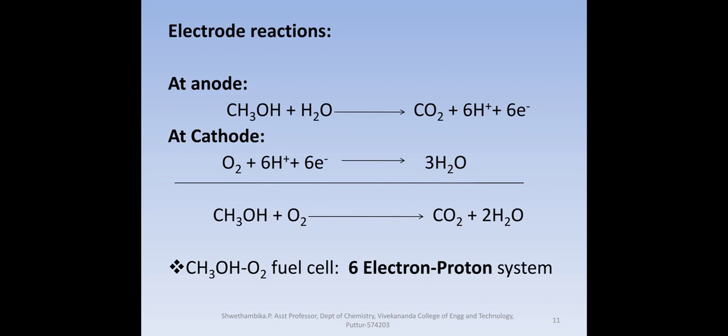Also, point to be remembered is methanol oxygen fuel cell is often termed as 6 electron system. That is, whenever methanol undergoes oxidation, it releases 6 electrons, and that will be consumed towards the cathode. So it is easy to remember the reaction by remembering that every oxidation of methanol would liberate 6 protons and 6 electrons, which would be consumed at the cathode from the oxygen molecules.